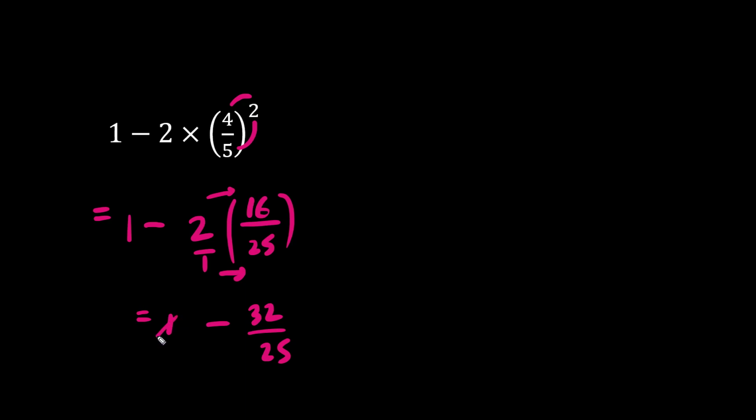Now we could rewrite 1 as 25 over 25. So we now have a common denominator, 25. And what is 25 minus 32? It's definitely negative. And what is 32 minus 25? It's 7. So this here is our final answer.